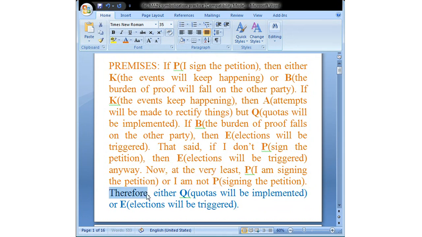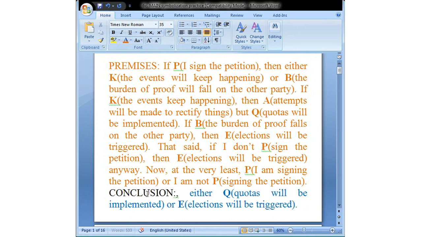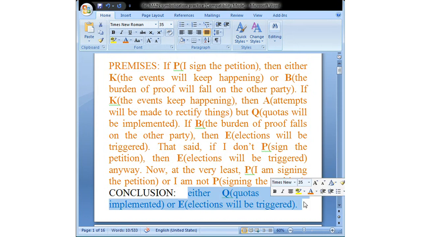And then what you have is the conclusion over here, and that's the technical term, one that luckily is familiar to you, right? And the conclusion here, let's say someone blurts out, either quotas will be implemented or elections will be triggered. So someone says either Q or E. Well, did they get it right? Did they get it wrong? We need a method to figure it out. So not only is it hard to come up with a conclusion, but if you do, how in the world are you possibly going to prove that? And that's what we're learning in this class.